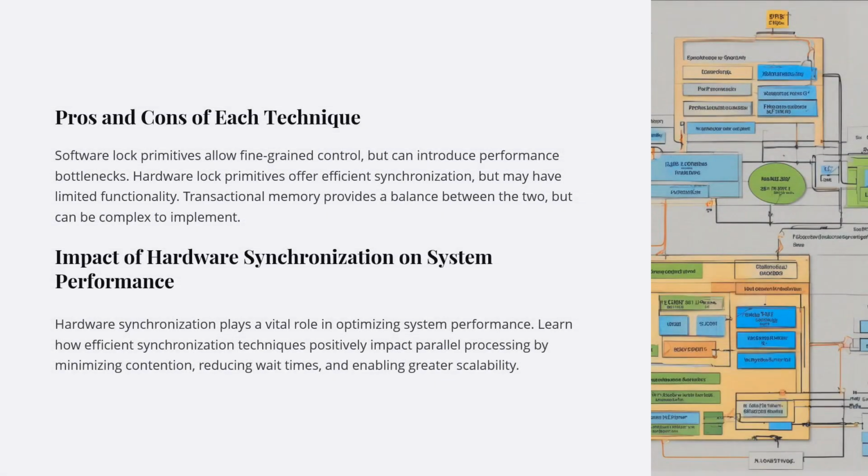And hardware synchronization has a great impact on system performance, which is a critical consideration in designing concurrent and parallel systems. Hardware synchronization mechanisms are essential for ensuring the correctness of concurrent programs, but they can also introduce overhead and affect performance. Here are some key factors to consider. They are contention and scalability.